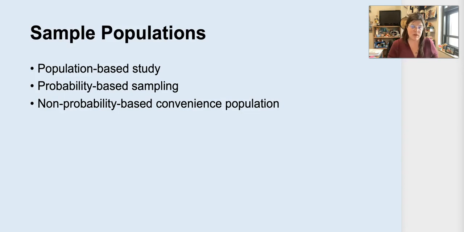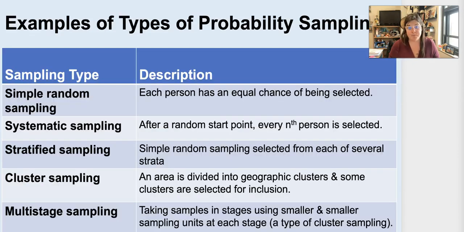And then we also want to think about the type of study that we're doing. Is it population-based? Is it probability or non-probability? Is it convenience? And what does that look like? So how do we actually get the people?